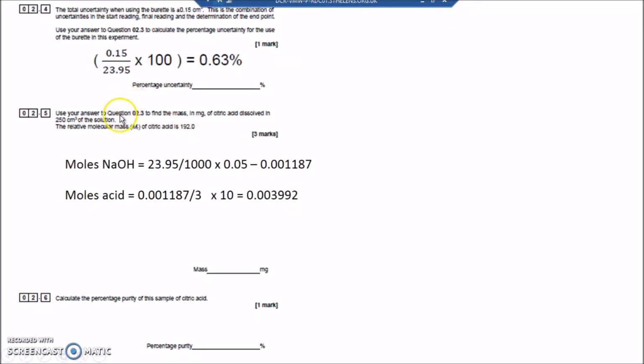So what am I trying to find out now? Find the mass in milligrams of citric acid dissolved in there. So I've got moles. Moles equals mass divided by Mr, so moles multiplied by Mr equals the mass. Moles, Mr 192. I think it gives you that in the question.